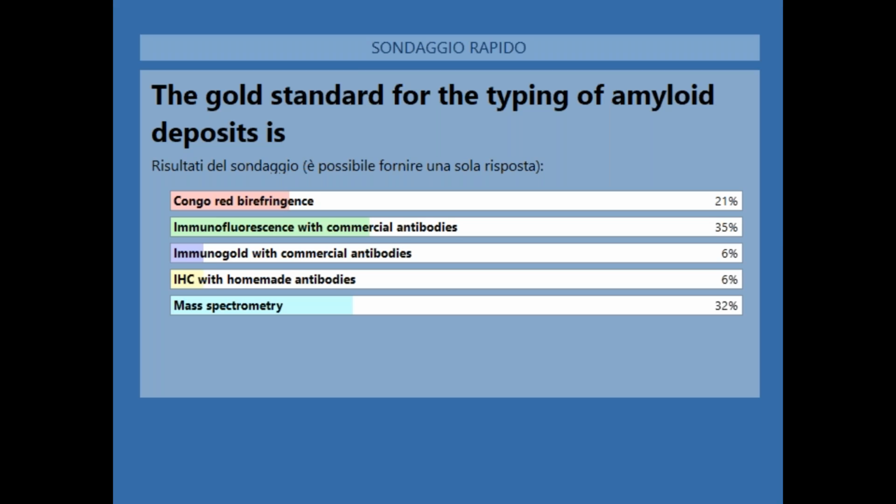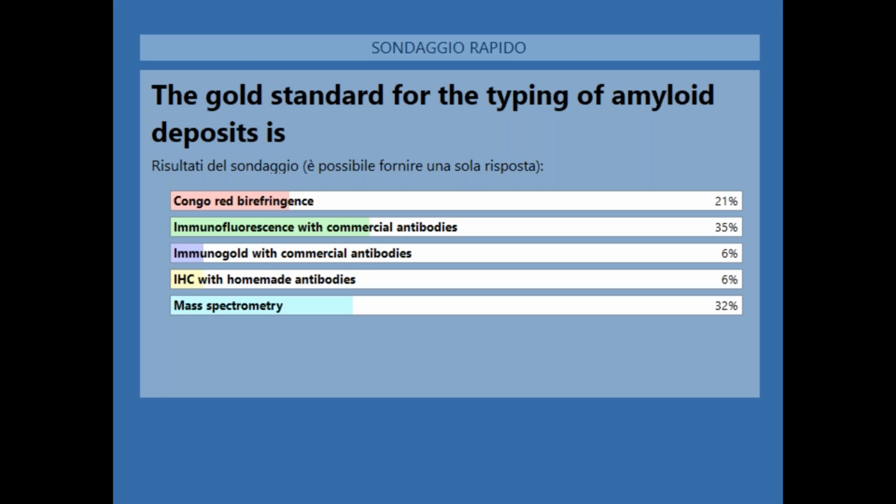Okay, Simone, can you see the answer? Yes, I can see. I see that the answers are divided between immunofluorescence with commercial antibodies and mass spectrometry. And someone also wrote Congo red birefringence.